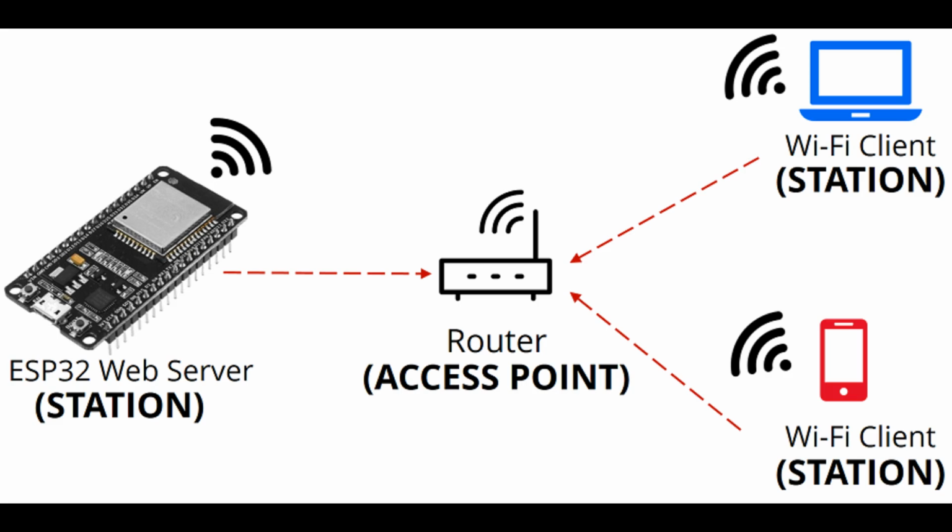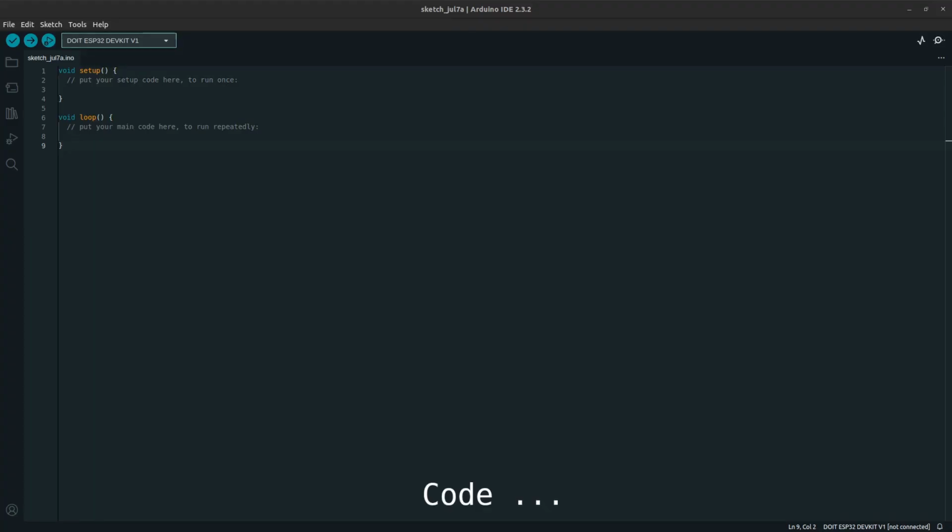Sometimes we want the flexibility for the ESP32 to connect to different Wi-Fi access points without needing to change the code. So in that case, Wi-Fi Manager comes in handy. Currently, I'm using Arduino IDE version 2.3.2, which is the latest at the time of recording this video. If you are using a different version, your view may be slightly different.